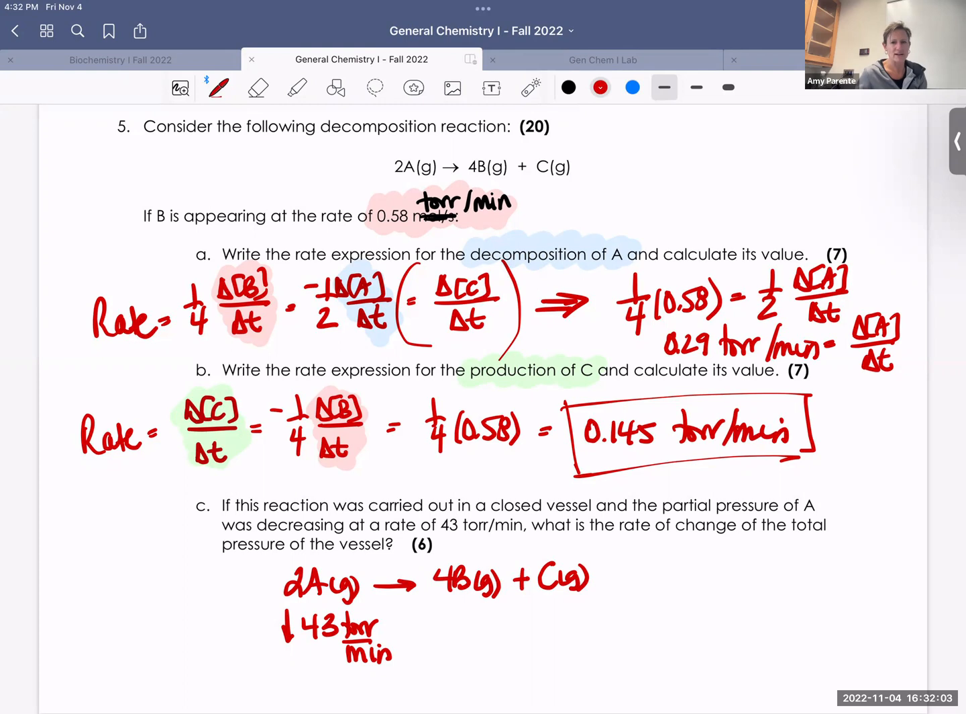Something is not right here. So it should be that 4B is increasing at 86 torr per minute, right? Does that make sense why that is? Take into account the coefficients. And C is now going to be increasing at 21.5 torr per minute.